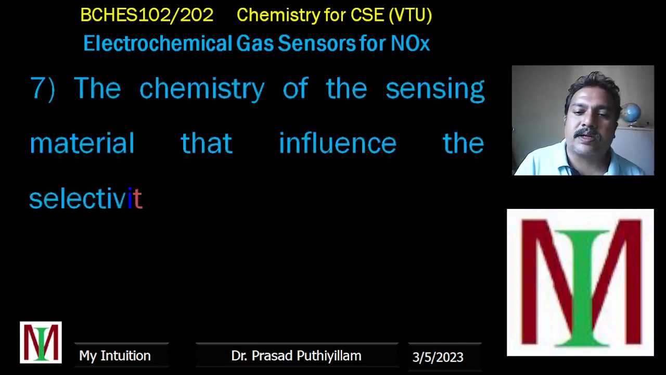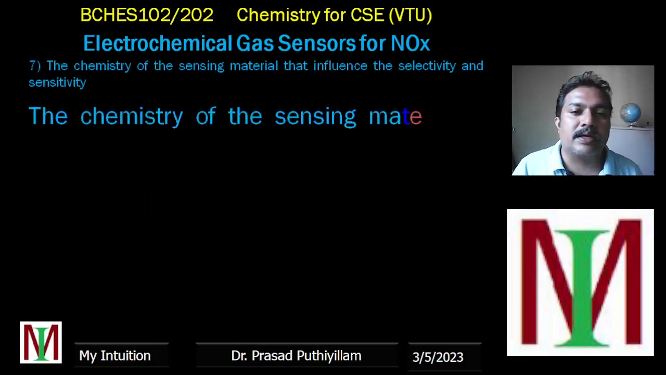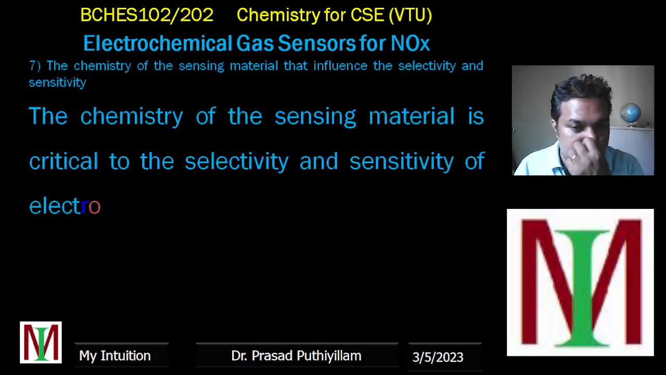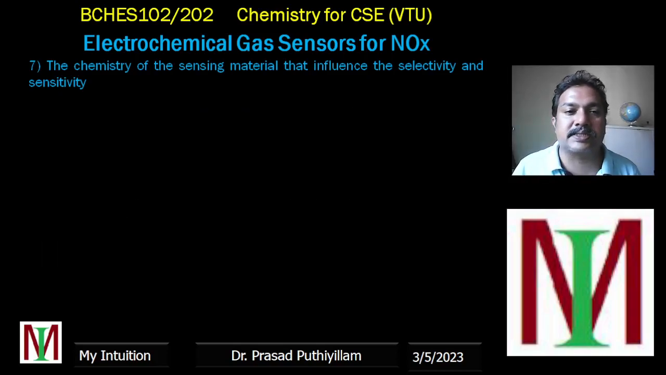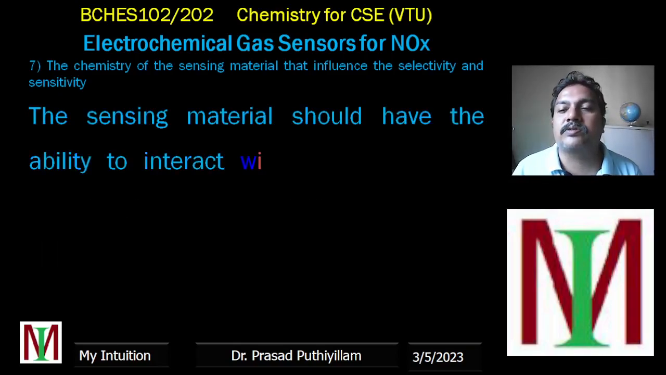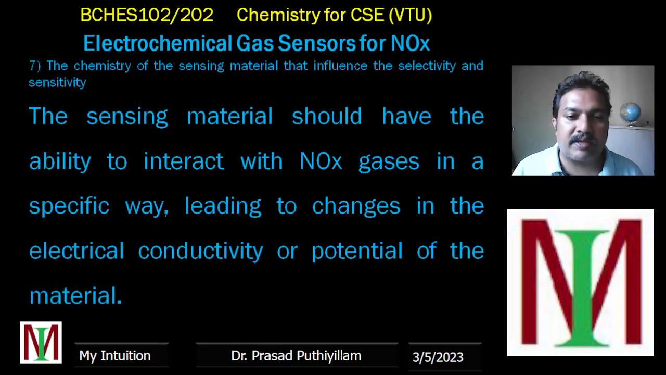Seventh point, there are many points on there. The chemistry of the sensing material that influences the selectivity and sensitivity. What is the chemistry behind that? Why is it influencing? The chemistry of the sensing material is critical to selectivity and sensitivity of electrochemical gas sensor for oxides of nitrogen detection. The sensing material should have the ability to interact with oxides of nitrogen gas in a specific way, leading to changes in the electric conductivity or potential of the material.